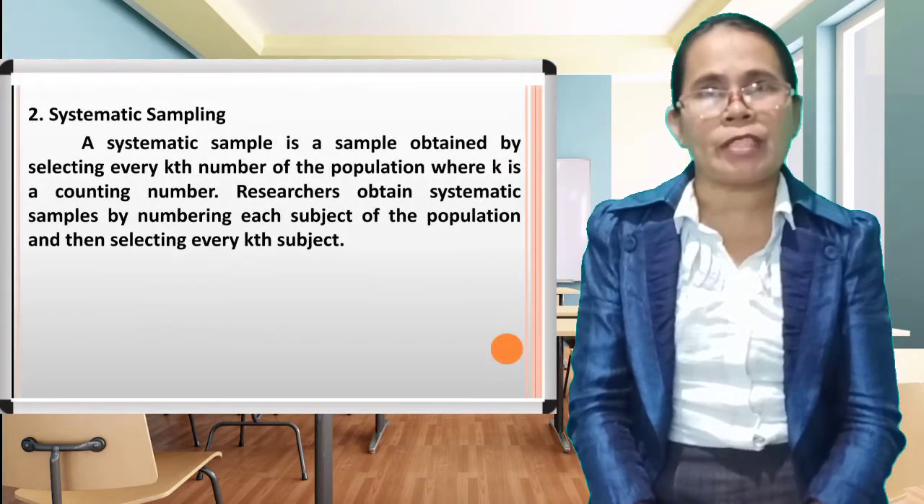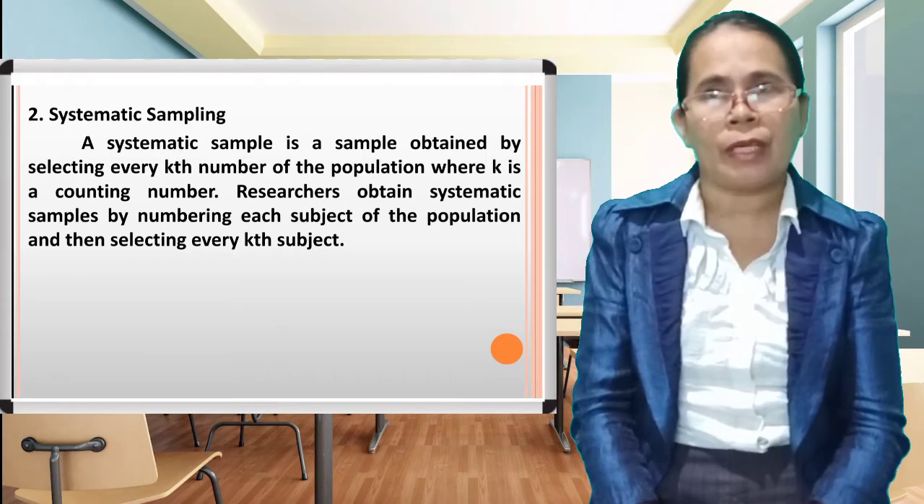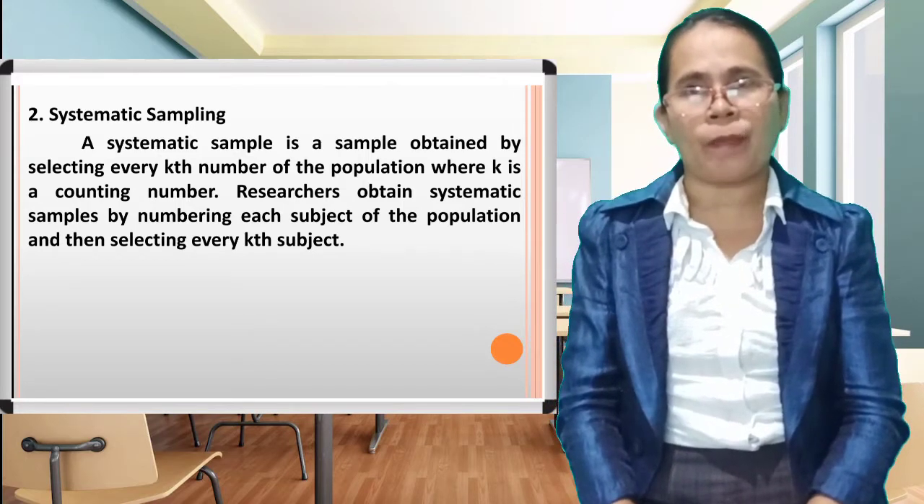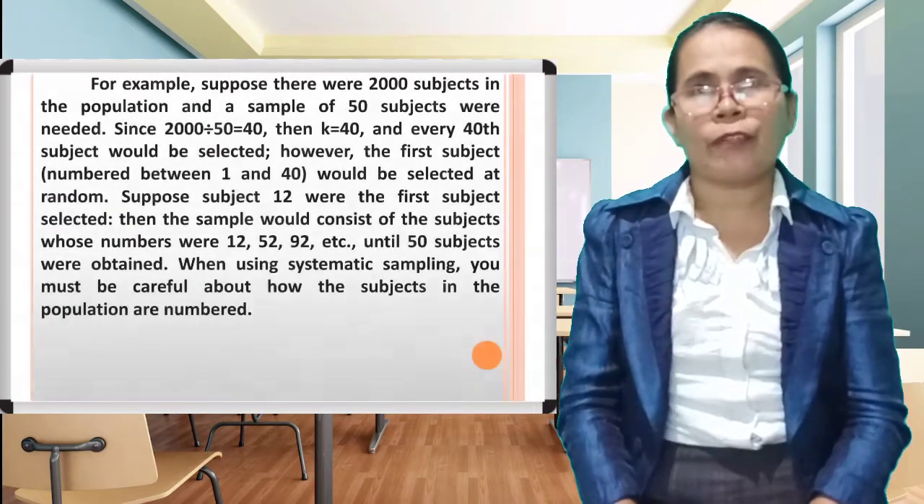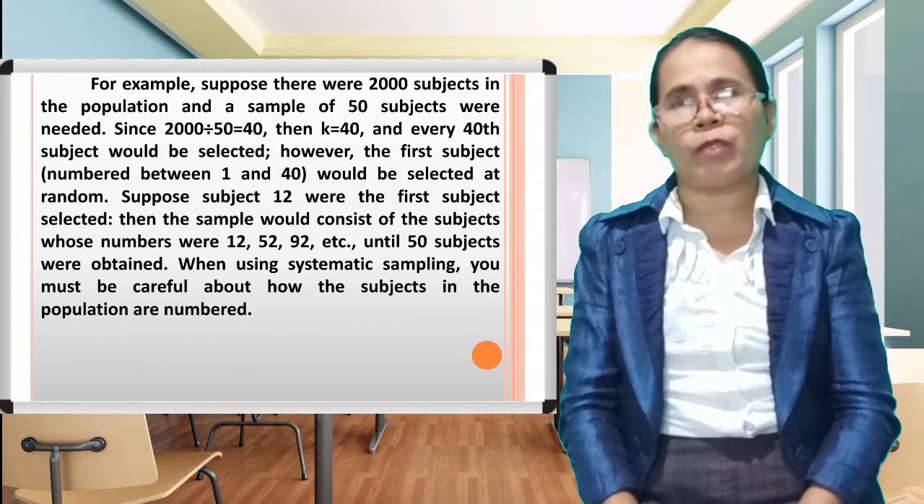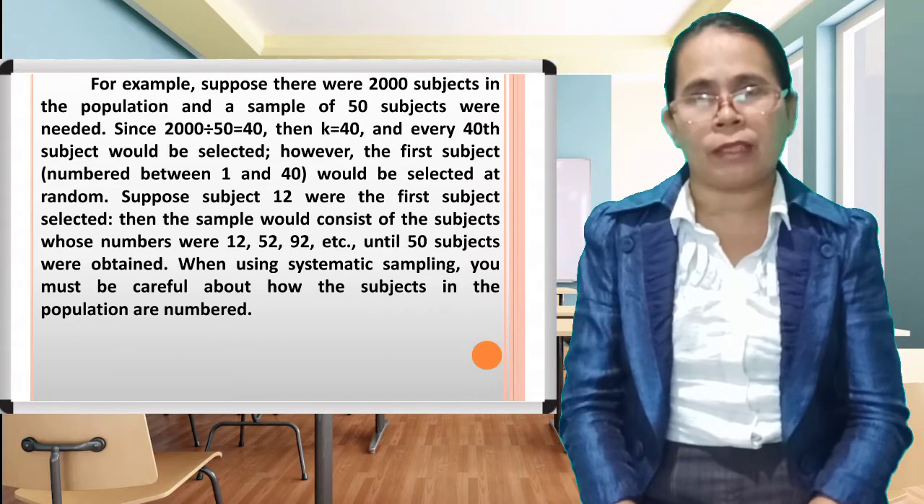Number 2 is the systematic sampling. A systematic sample is a sample obtained by selecting every key number of the population, where key is a counting number. Researchers obtain systematic samples by numbering each subject of the population and then selecting every key subject. For example, suppose there were 2,000 subjects in the population and a sample of 50 subjects were needed. Since 2,000 divided by 50 equals 40, then key equals 40 and every 40th subject will be selected.